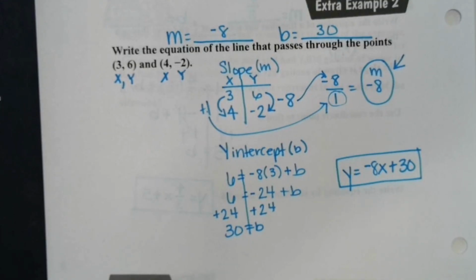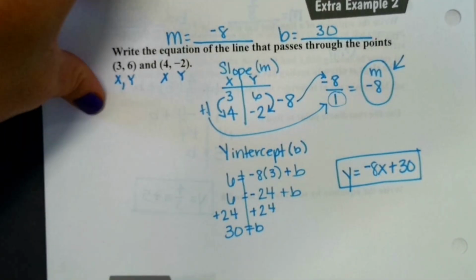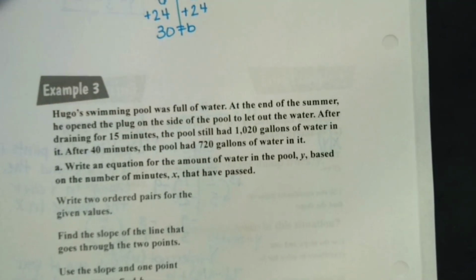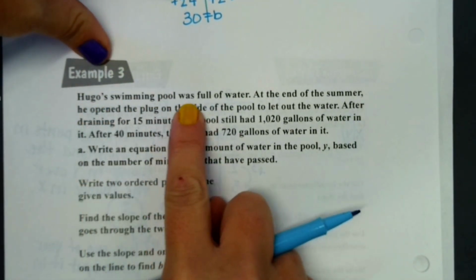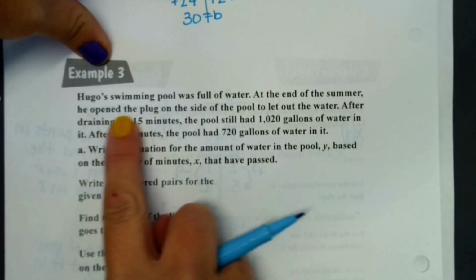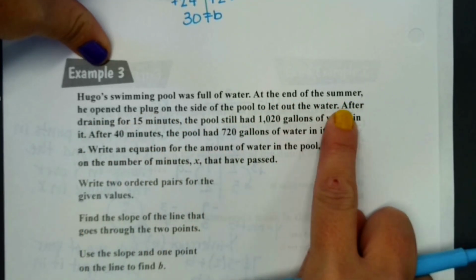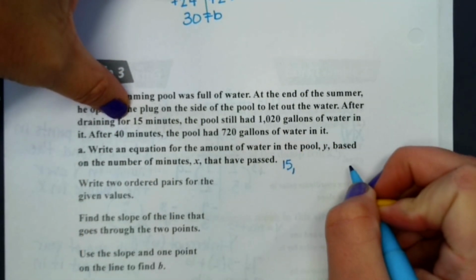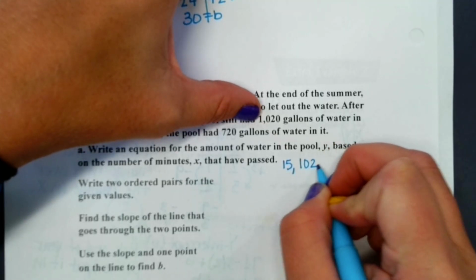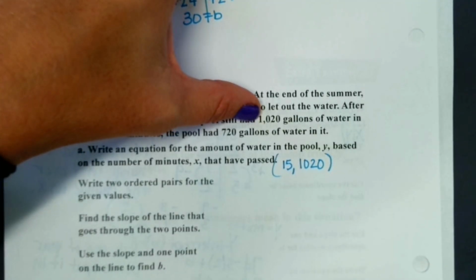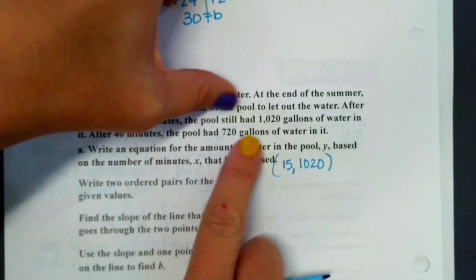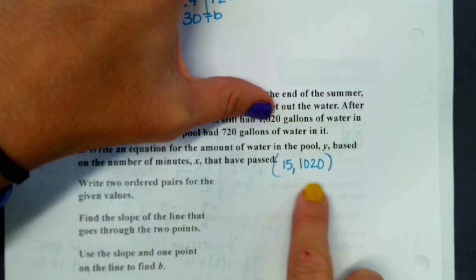What other questions? Okay, we're not done with this yet. We're going to practice more. Here we go. Ready? Now we have a story problem. All right. Hugo's swimming pool was full of water. At the end of summer, he opened the plug on the side of the pool to let out the water. After draining for 15 minutes, the pool still had 1,020 gallons of water. That created a coordinate point for me because 15, your label's minutes, that's your X. 1,020 gallons of water, that's your label, Y.